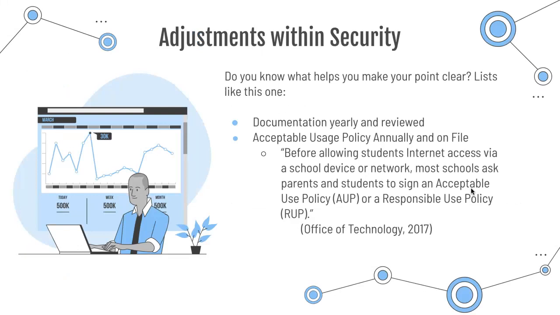Adjustments within security, making sure that we have things clear and concise, and that we have people that are tracking things. So our documentation yearly, making sure that we're signing the acceptable use policy, the responsible use policy, and having that on file, making sure that we're being proactive and not reactive with our security, because like I said, if Russia gets a hold of our information, we are not going to be able to do a whole lot, because they have everything on us and they'll expect a ransom and all that type of stuff. So being smart with security.